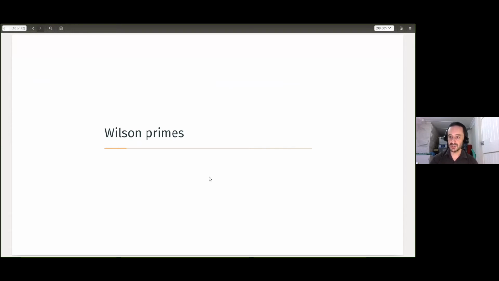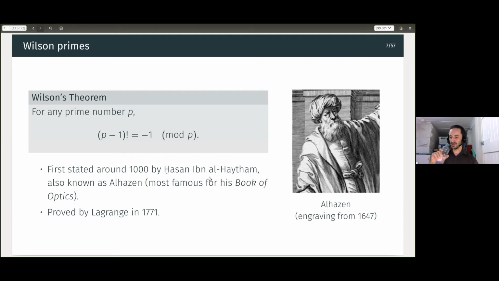I'm going to spend the rest of the talk discussing a few applications that have come up in my research. So the first one I want to talk about is Wilson primes. First of all, I'll remind you about Wilson's theorem. Wilson's theorem is something in elementary number theory that we would do in any first number theory course. It says the following: if you have a prime number p, and you look at (p minus 1) factorial, then that is equal to minus 1 modulo p.